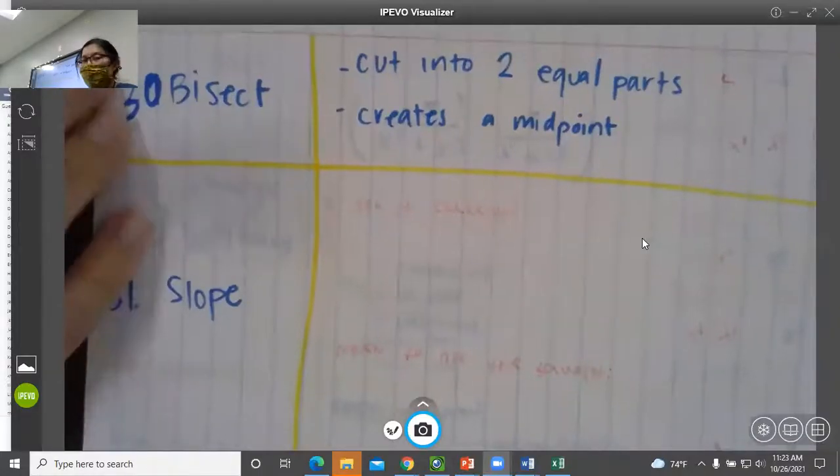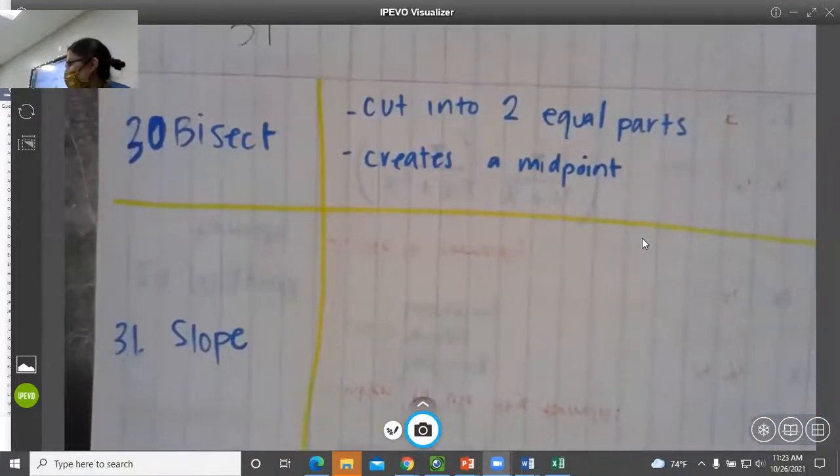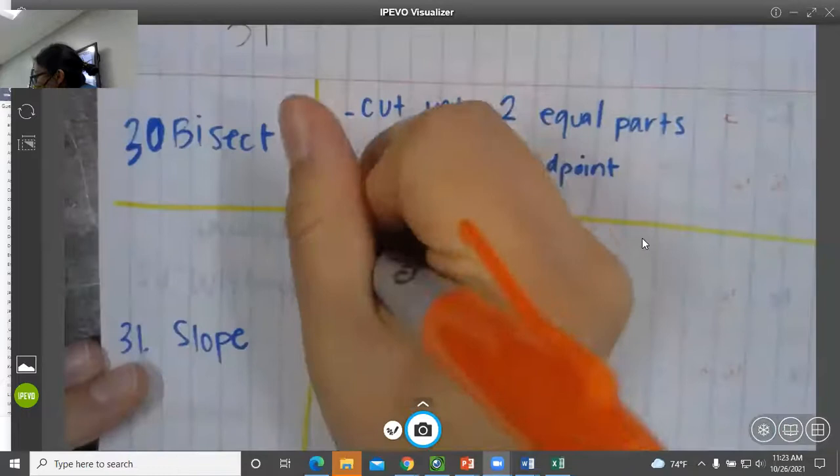Right, so we have on page 34 the word bisect. It means to cut into 2 equal parts. Slope, again, like the other ones, you have to know when to use the formula.